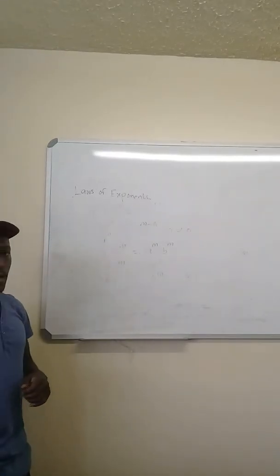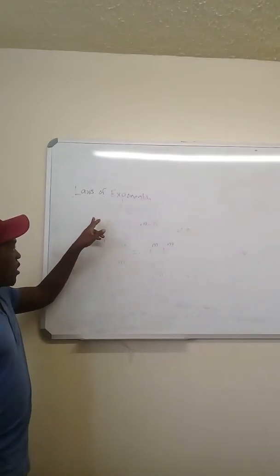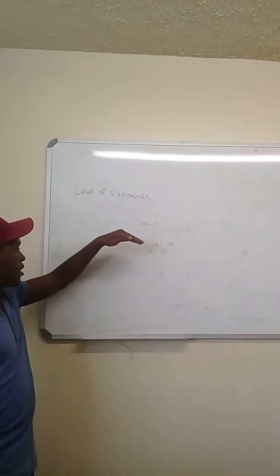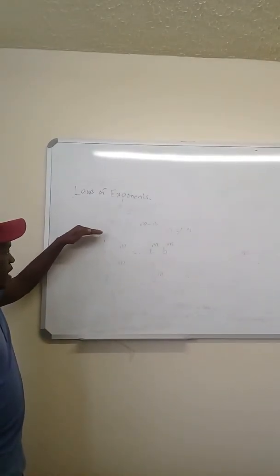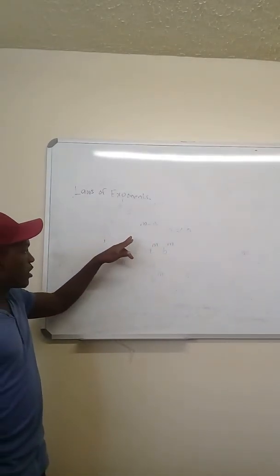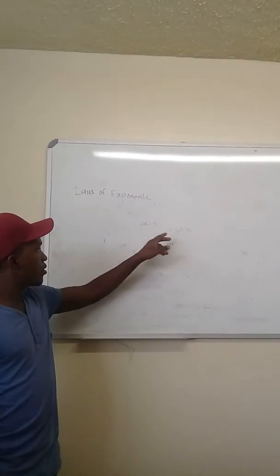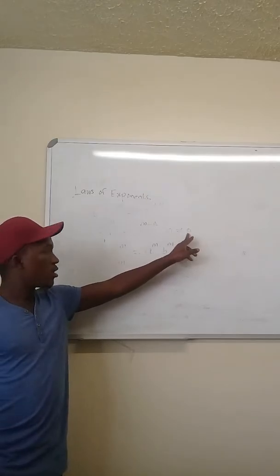The first one says that if you have exponents of the same base, you keep that base and add the exponents. If you divide exponents of the same base, you keep the base and subtract those exponents, provided that you must know this a must not be equal to 0.